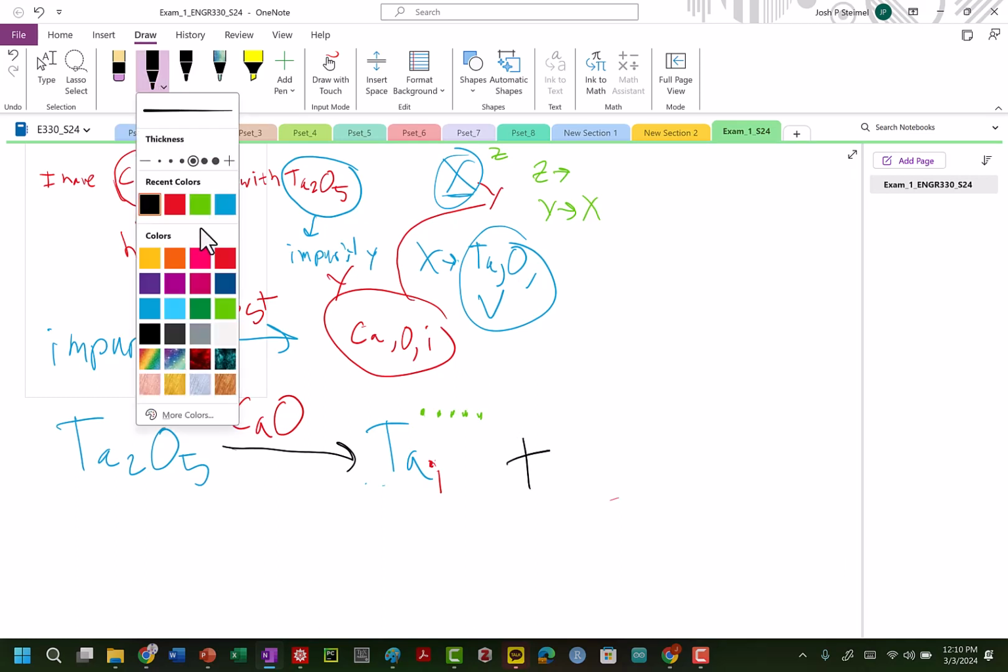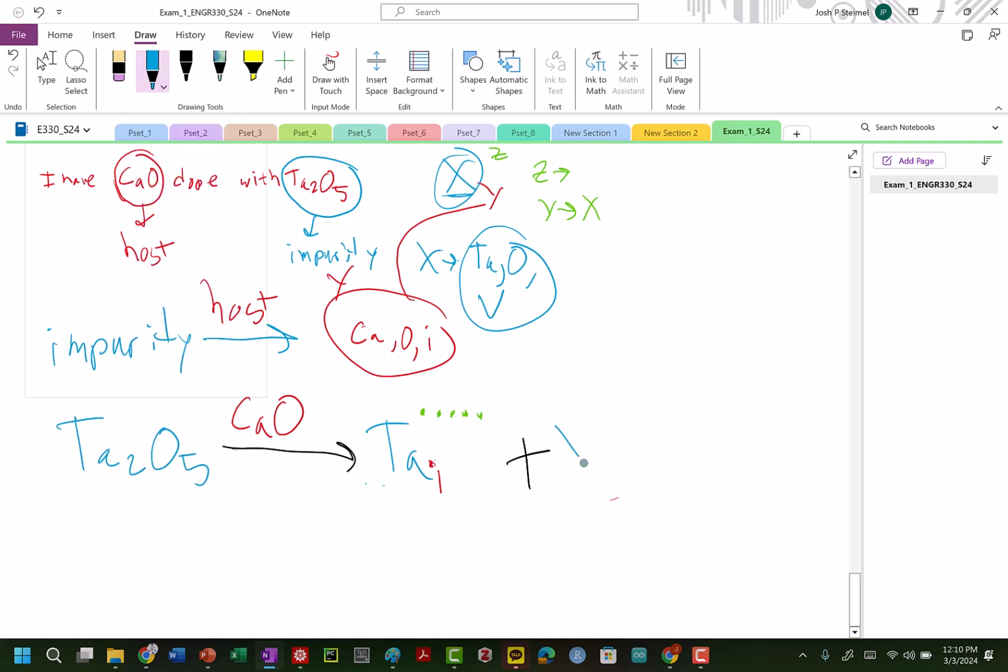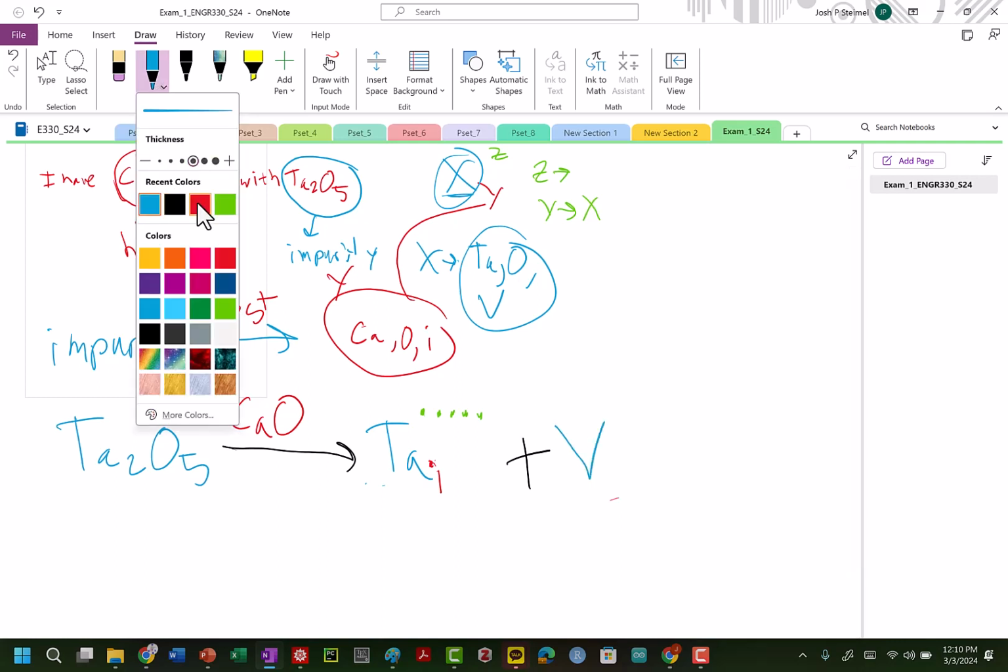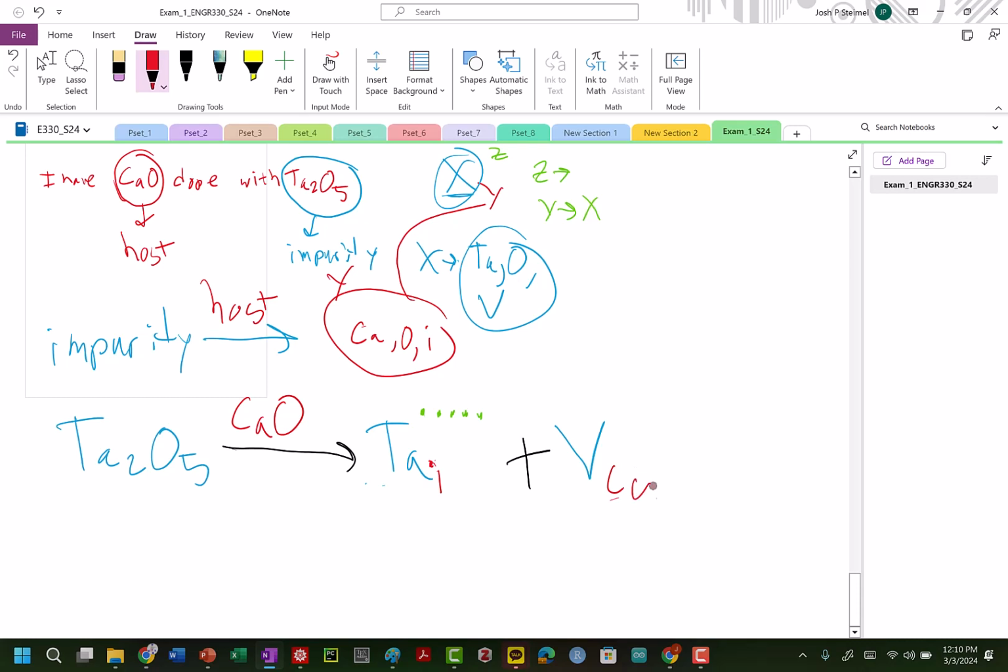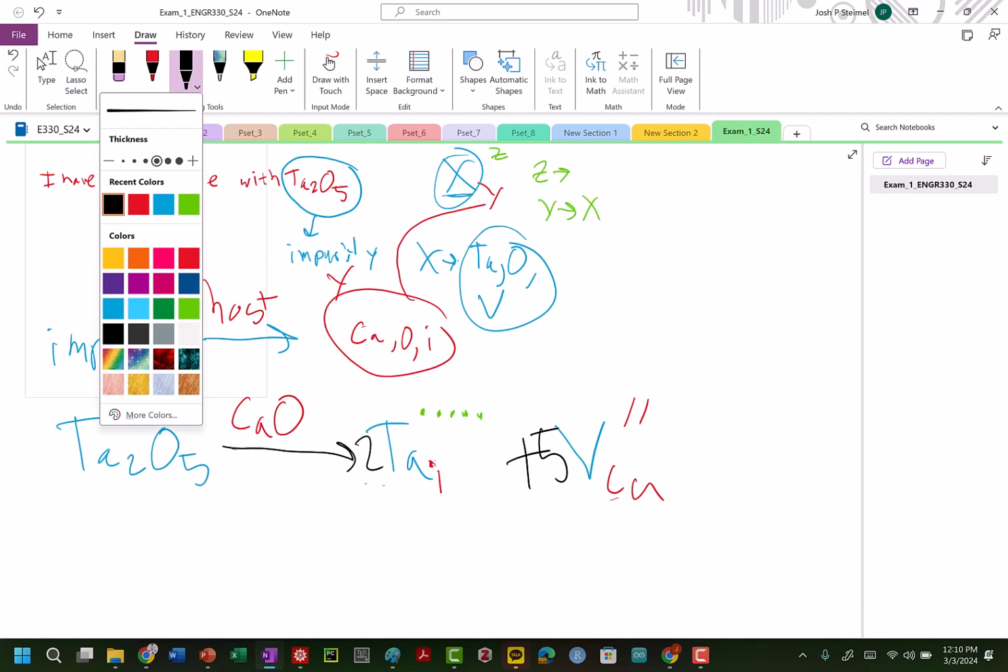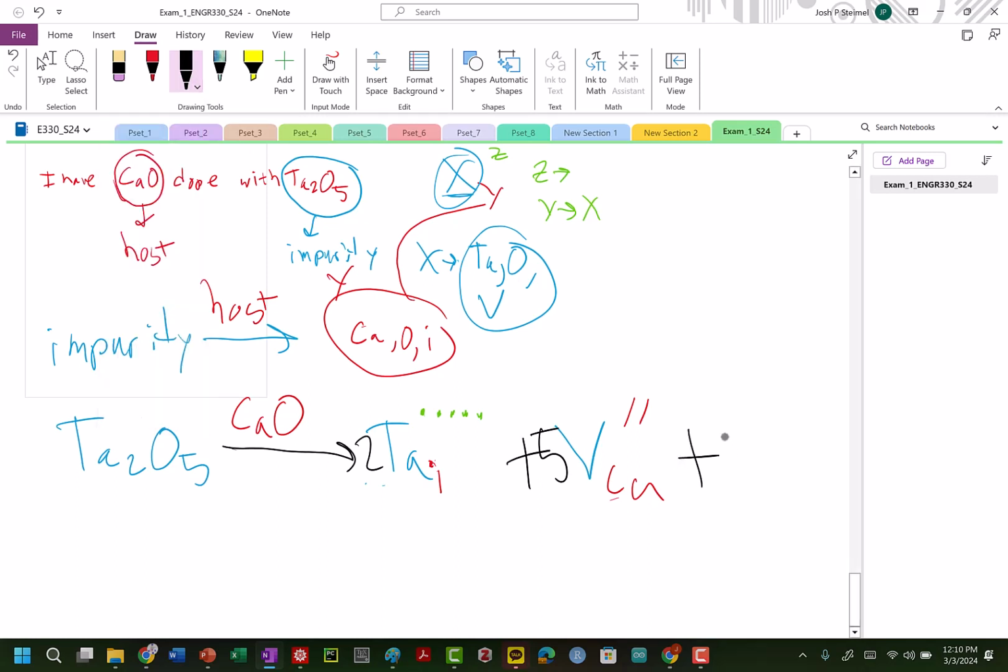So I can do plus. I'm going to put a vacancy on my calcium site. And that's going to be a -2 charge. So now I'm going to just put my prefixes. I'm going to put a 2 here. I'm going to put a 5 here. And then what else am I going to do? I'm going to go ahead. First I'm going to do plus. I'm going to do my mass balance.